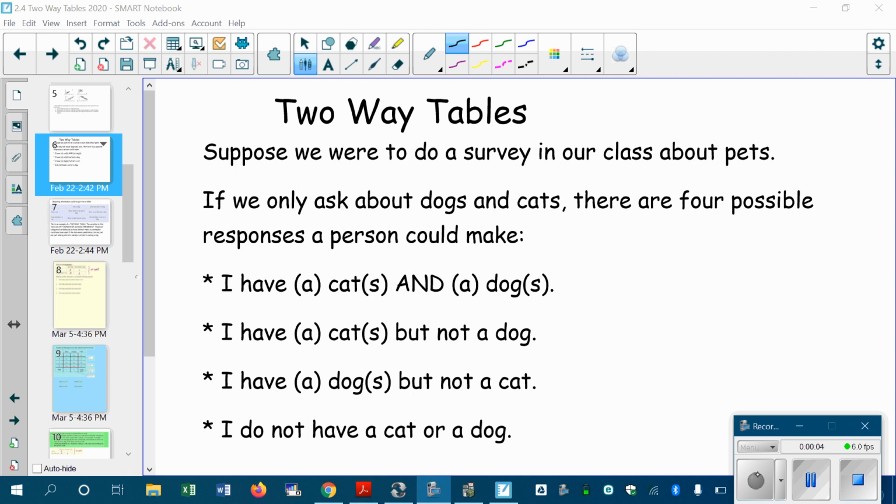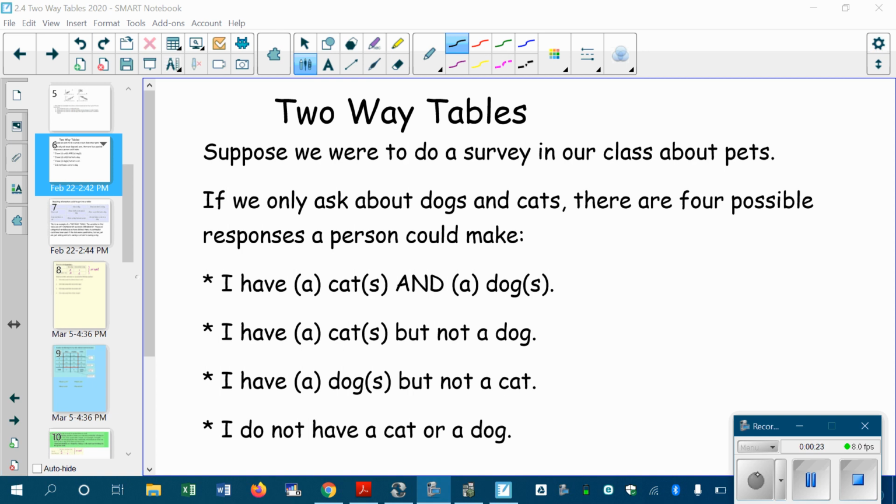Today we're going to talk about something called two-way tables. Now, if you think about this unit globally, this is a unit about two variable information. So we have been dealing with when we have two variables that are quantitative, right? So you have ordered pairs, you can make a scatter plot.